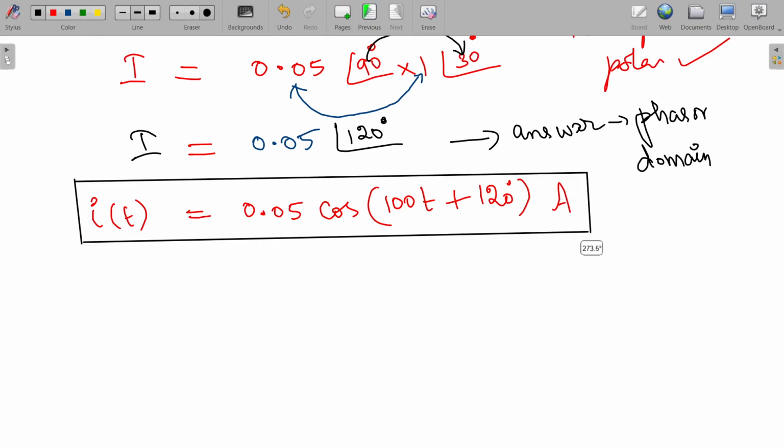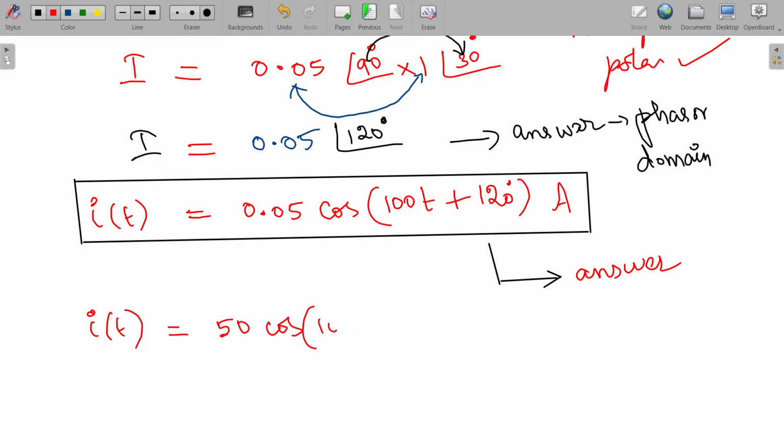So this is the answer, or you can also write the magnitude in terms of milliamps if you want. Multiplying this by 1000, that would give you 50 cos(100t + 120 degrees) in milliamps. This is your answer. Thank you. Hope you have understood.